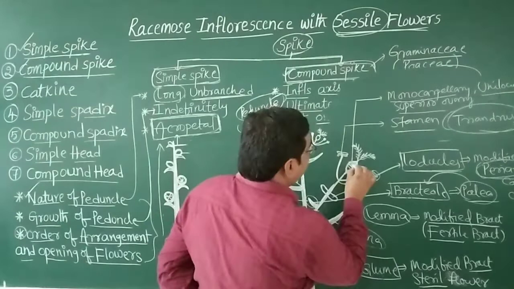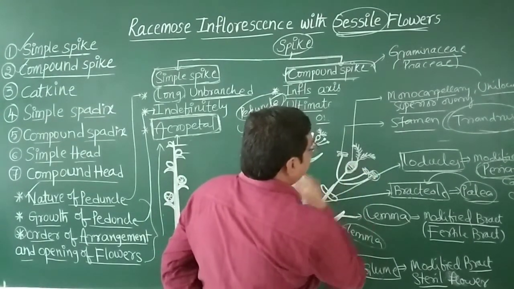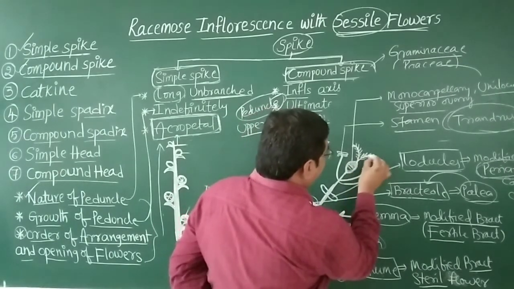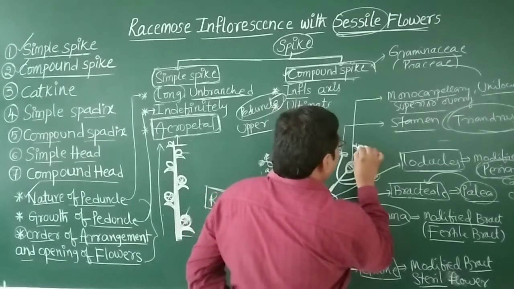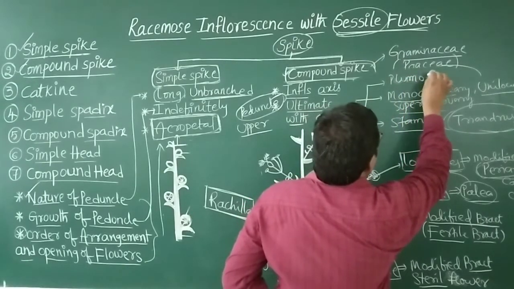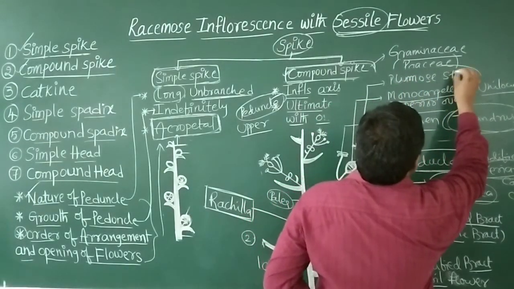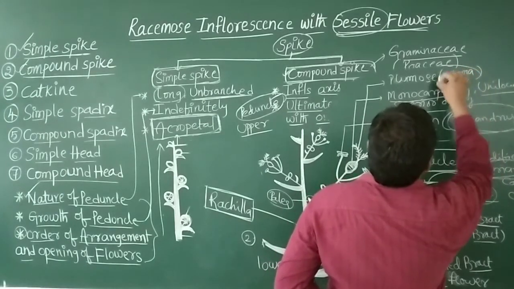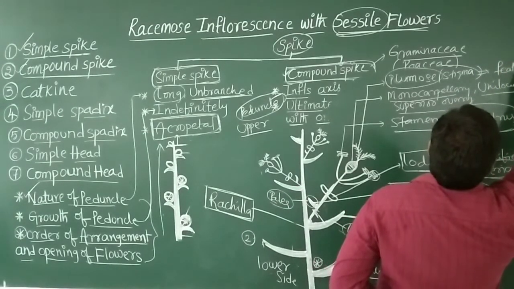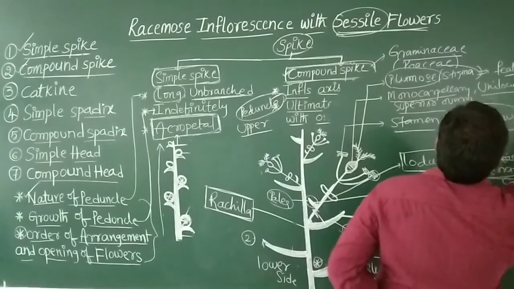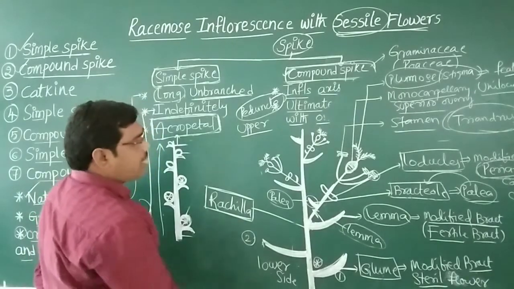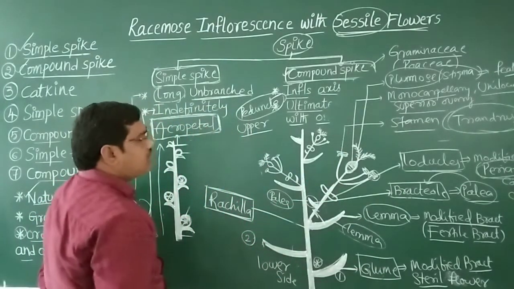So next, after the carpel is formed, the stigma and the style are formed. This type of stigma is called plumose stigma. The plumose stigma is nothing but a feather-like stigma, found in the Gramineae family. So this is the complete structure of the compound spike.